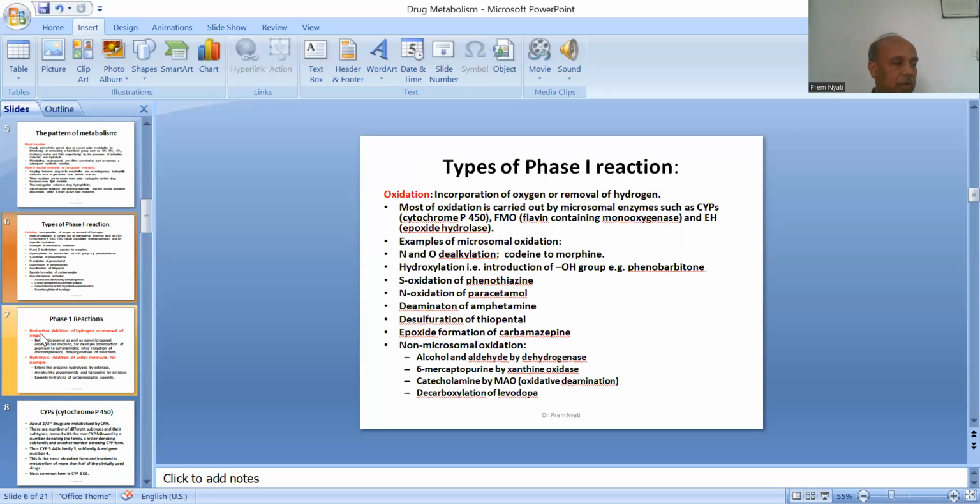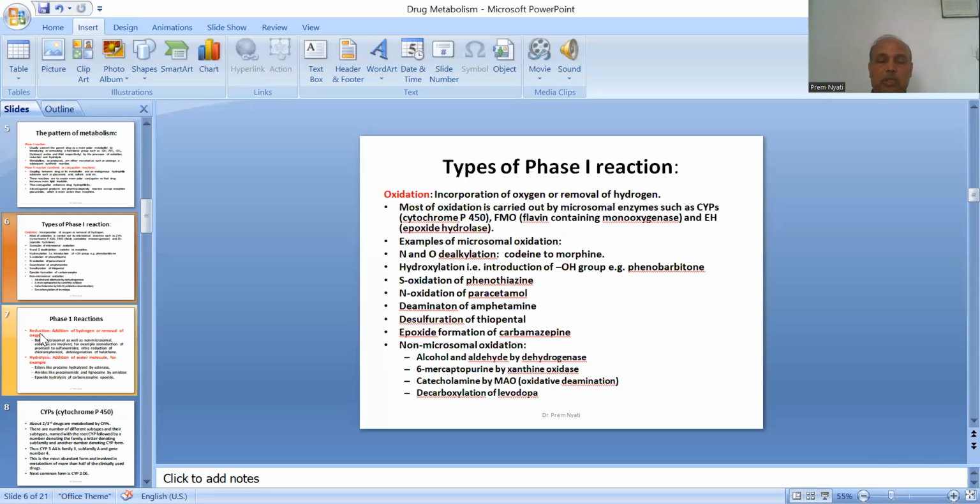Types of phase 1 reaction. Oxidation, that is incorporation of oxygen or removal of hydrogen. Most of oxidation is carried out by microsomal enzymes like cytochrome P450, FMO, that is flavin containing monooxygenase, and EH, that is epoxide hydrolase.